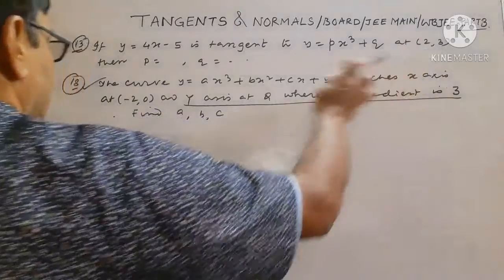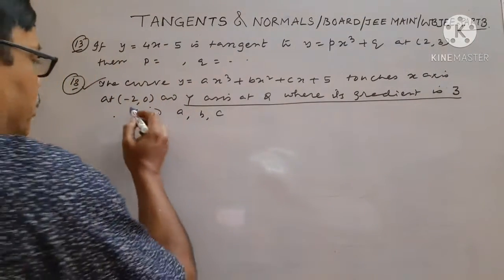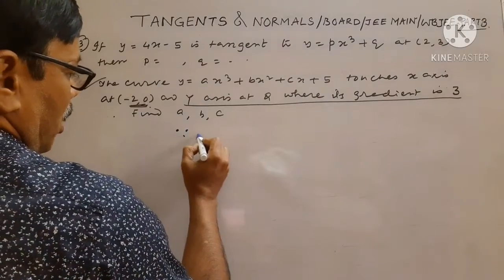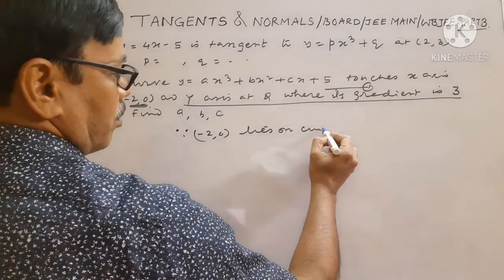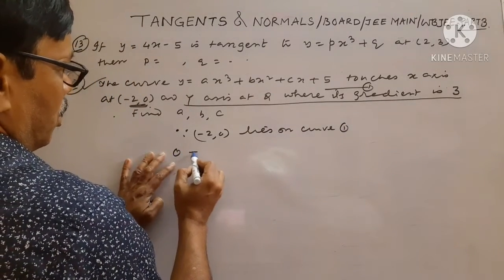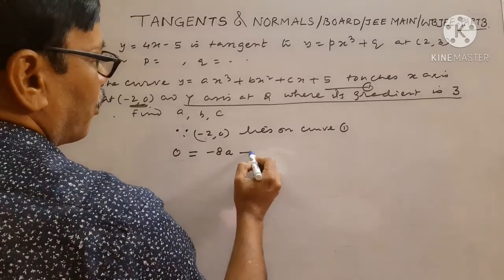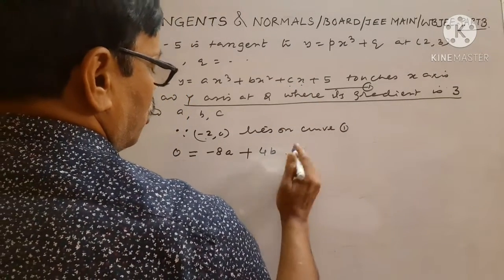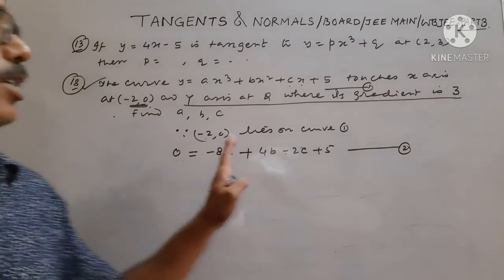So, it touches the x-axis at minus 2, 0. If it touches the x-axis, then dy dx equals 0. Also, the point minus 2, 0 lies on the curve, so we use this condition first. Since minus 2, 0 lies on curve 1, 0 equals minus 8a plus 4b minus 2c plus 5. So this is equation number 2. So minus 2, 0 lies on it.